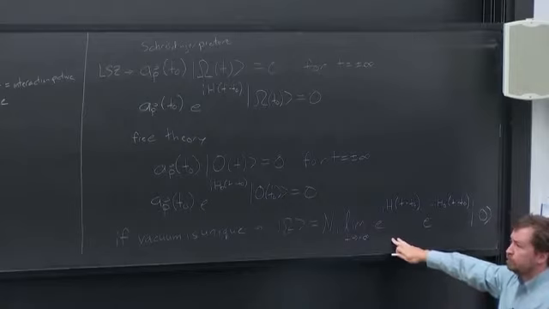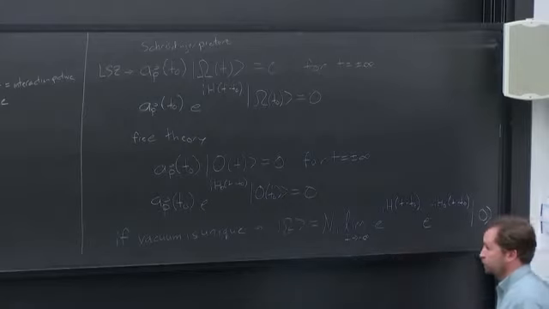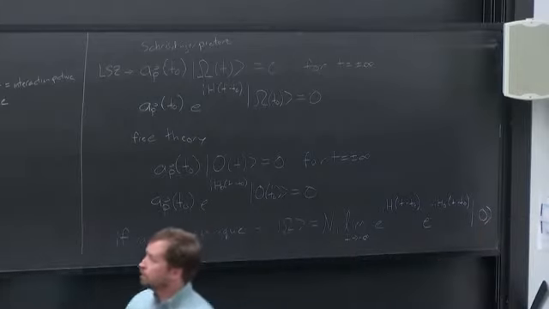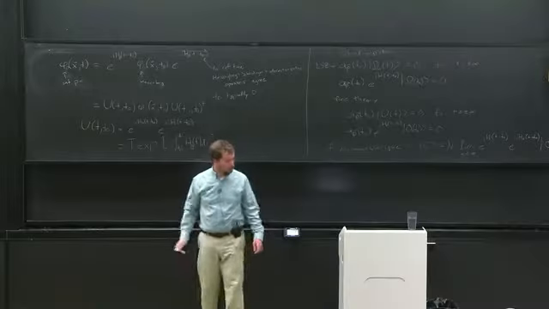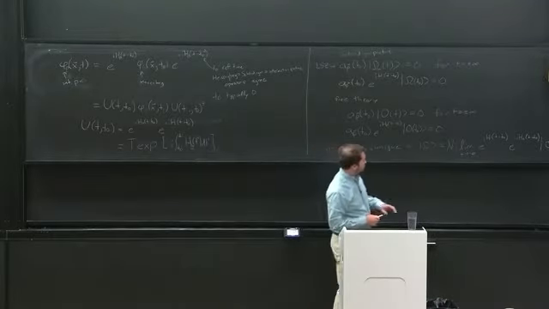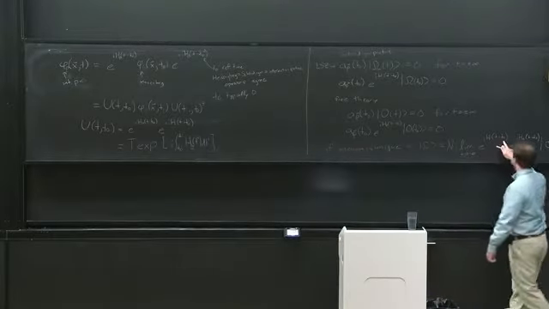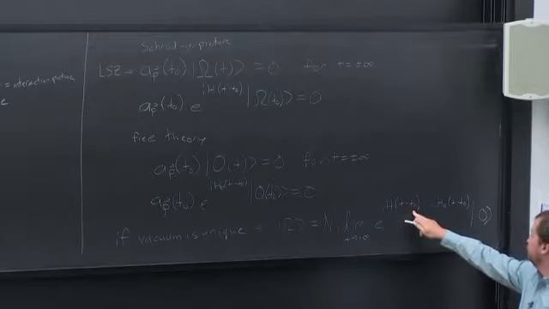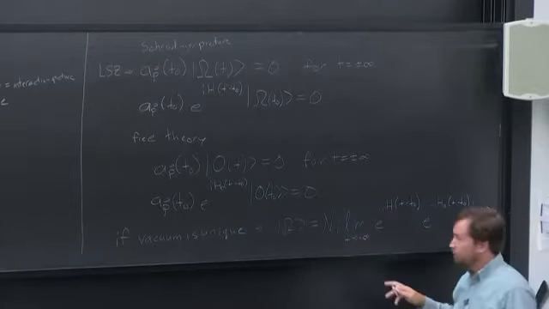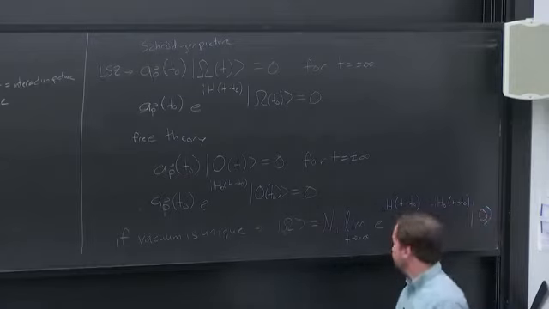And this is just the time evolution operator, U, evaluated, evolving from time minus infinity to time t naught. Sorry.